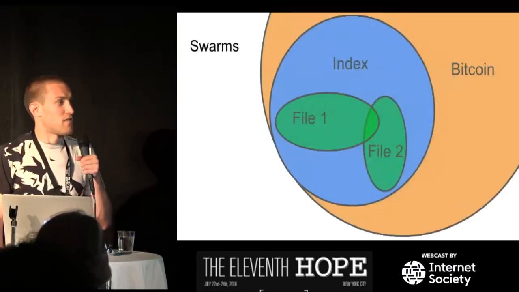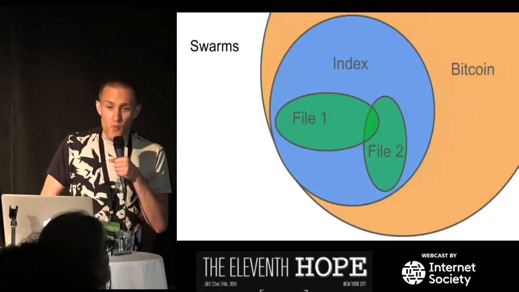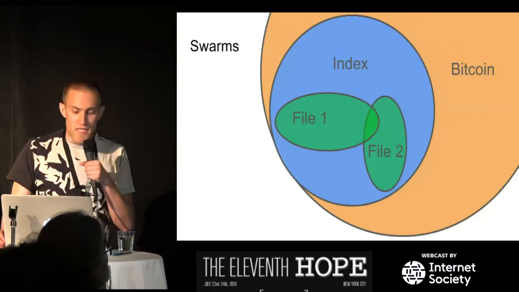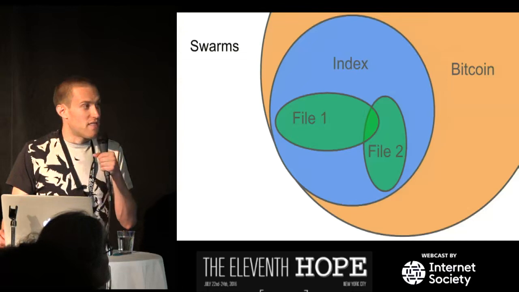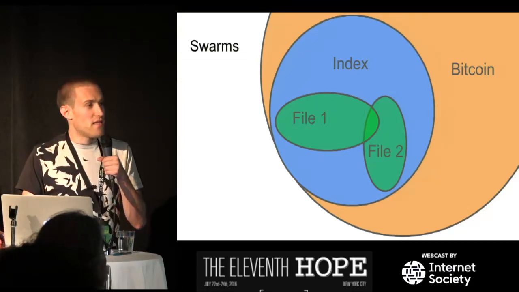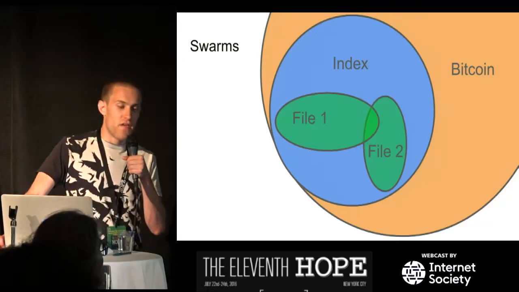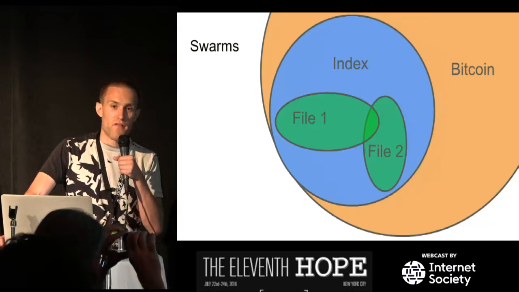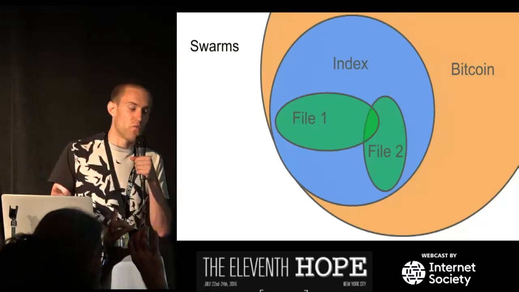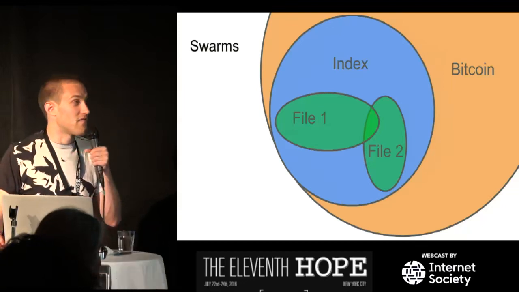So a swarm is a group of computers that are all connected to each other, that are all interested in the same piece of data. So the different swarms that are going on, every node is going to become part of the index swarm, and these nodes will exchange the central index of the library.